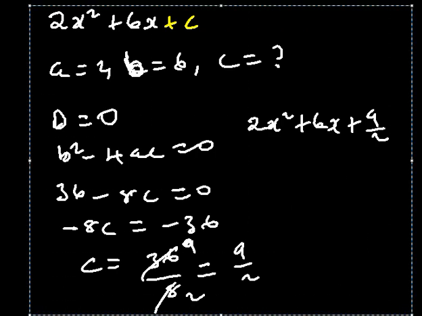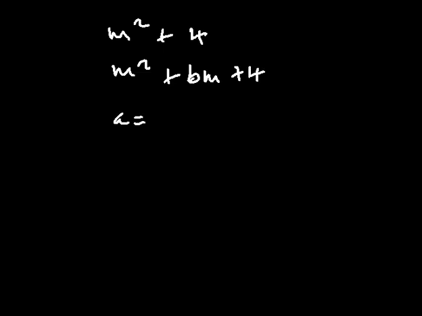What if, let's say, we have something like m squared plus, let's say, 4. What value must be added to make the expression a perfect square? So as you can see, what is missing is bm, we have m squared plus bm, and we have plus 4. So what is a? We have it as 1. And what is b? That's what we're looking for. And what is c? We have it as 4.